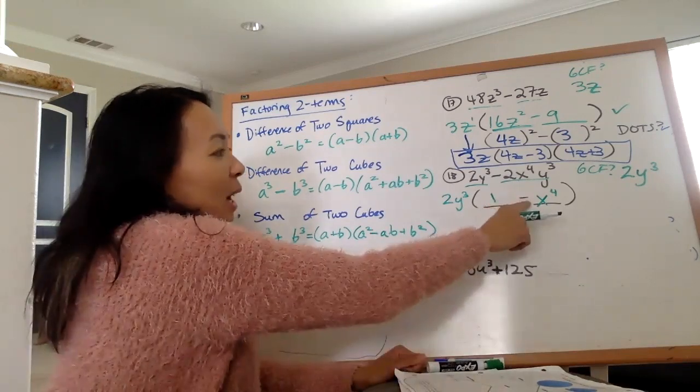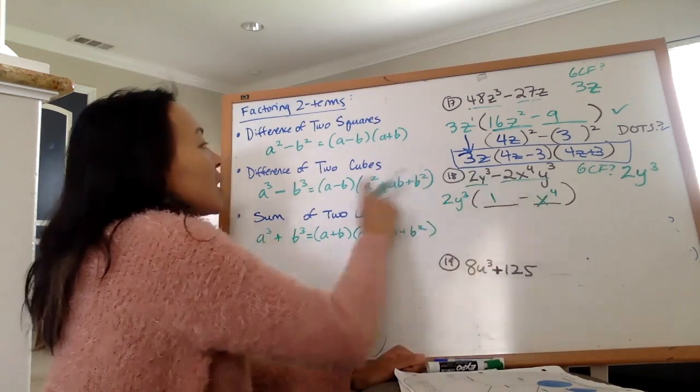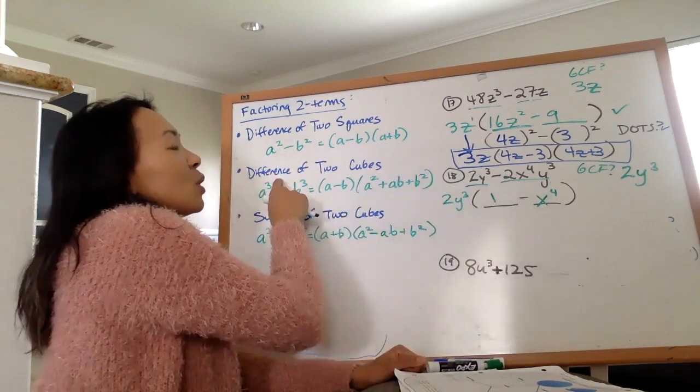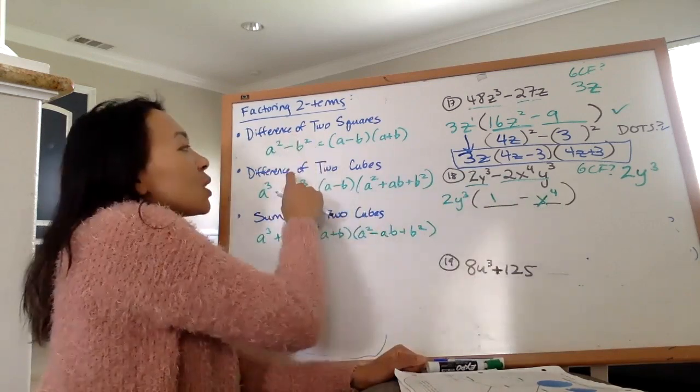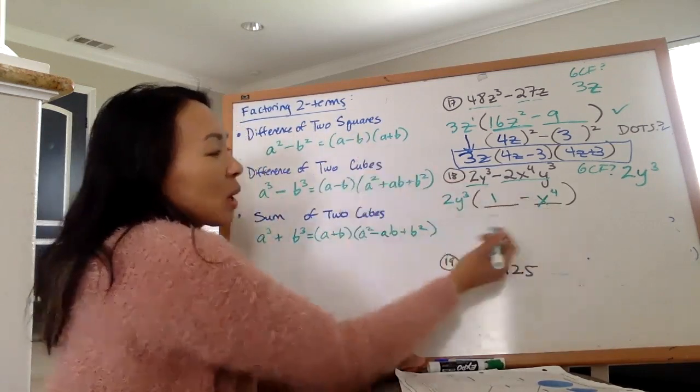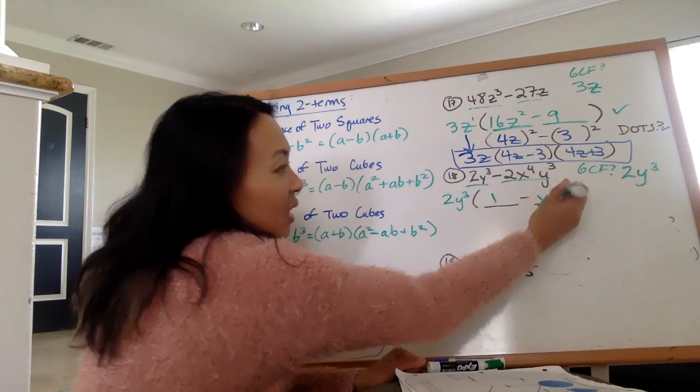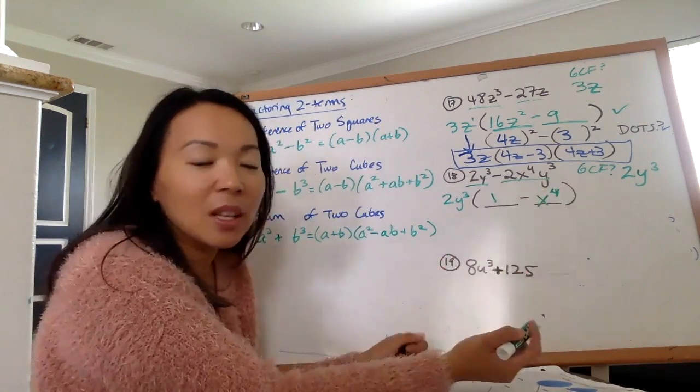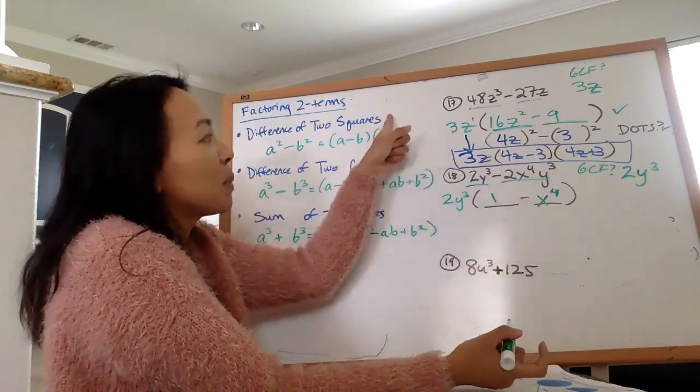Well, again, it's a subtraction sign. So subtraction tells me it's either a difference of 2 cubes or a difference of 2 squares. So it's one of these 2. So I ask myself, is it a cube or is it a square? Well, x to the 4th power has an even exponent, so I'm going to ask myself, oh, maybe it's a square.